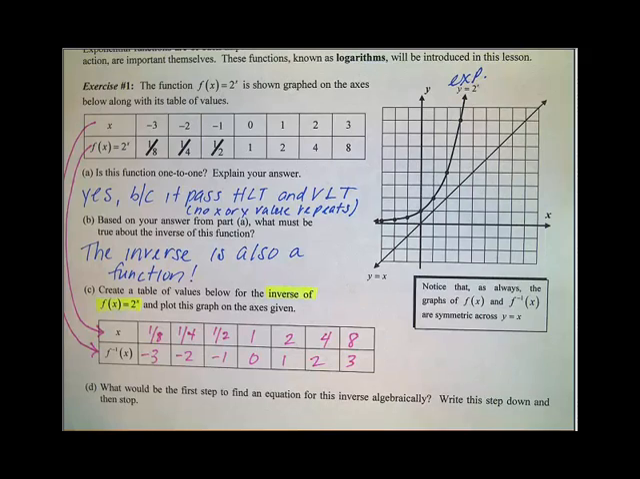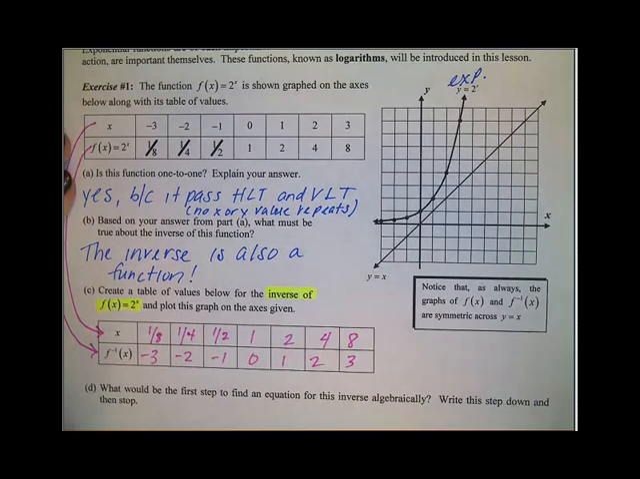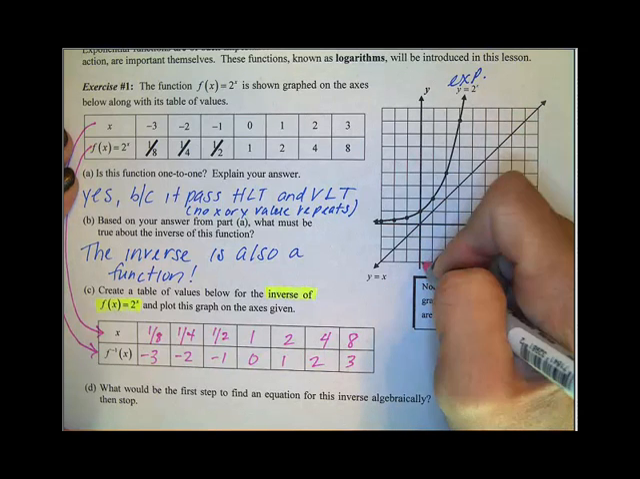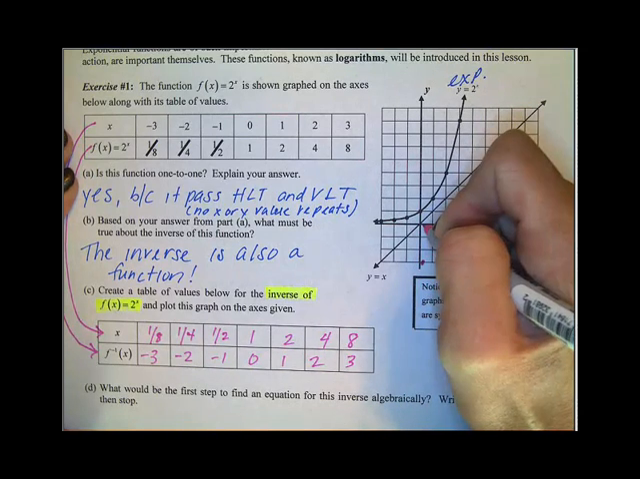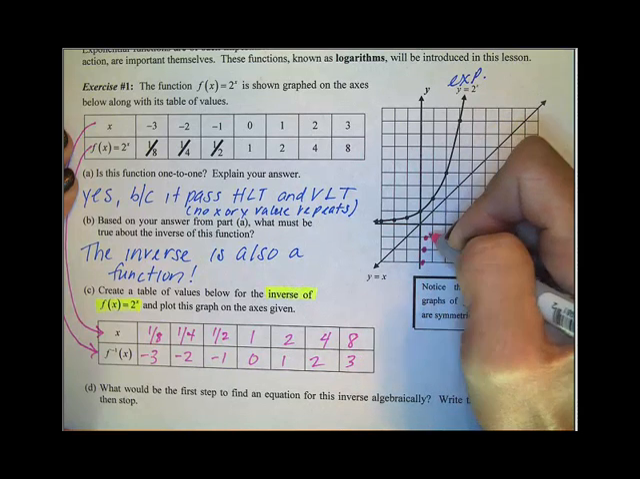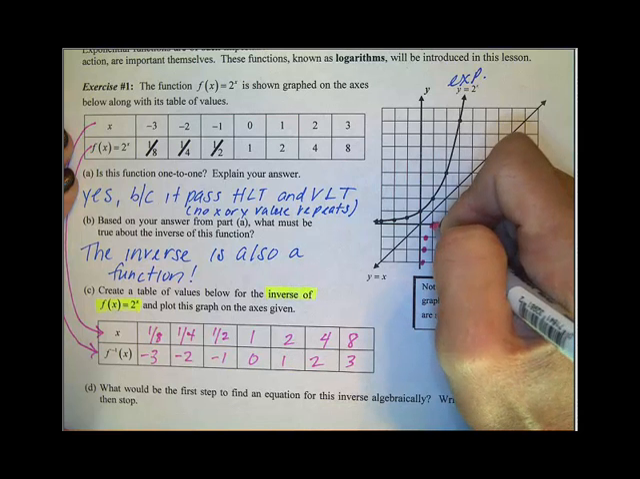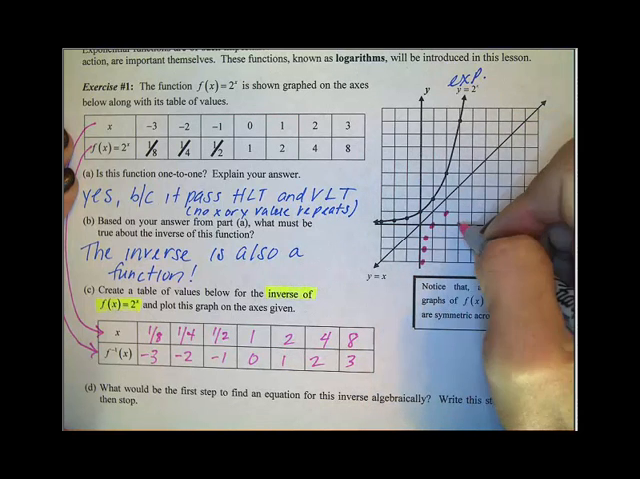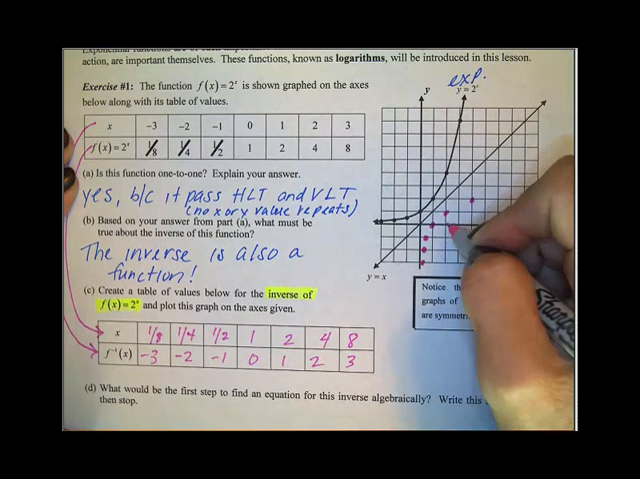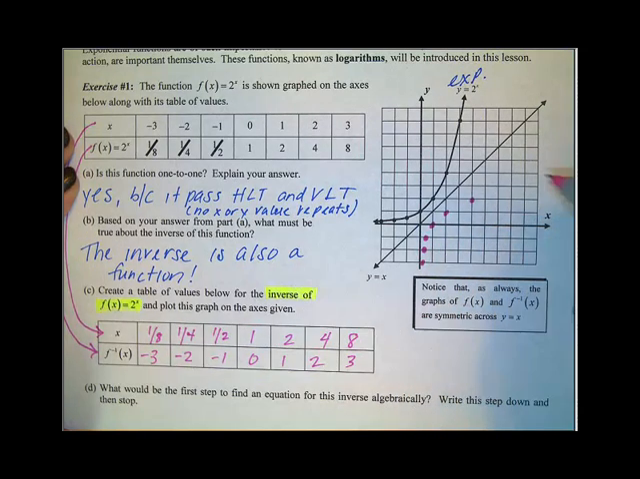Okay, so now they say we have to graph it. So let's plot these points. We're going to go over an eighth and down 3. We're going to go over a fourth and down 2. We're going to go over a half and down 1. We're going to go over 1 and down 0, over 2 and up 1, over 4 and up 2, over 8 and up 3.